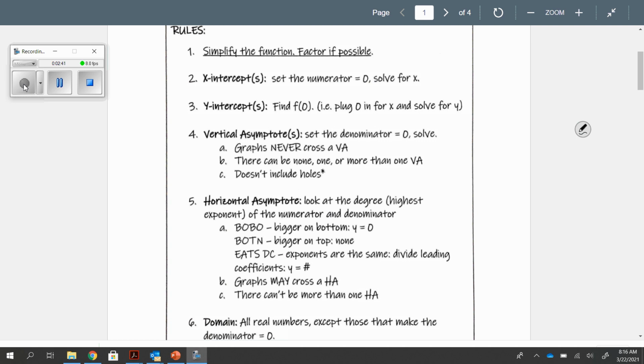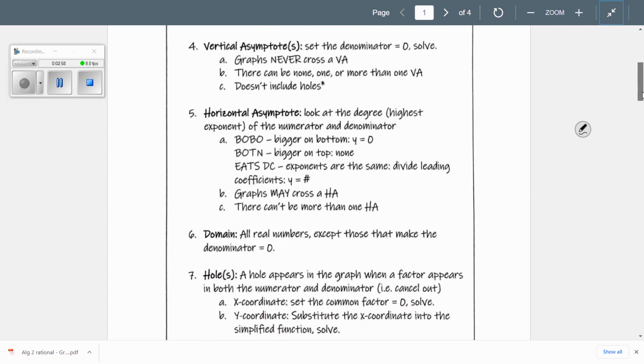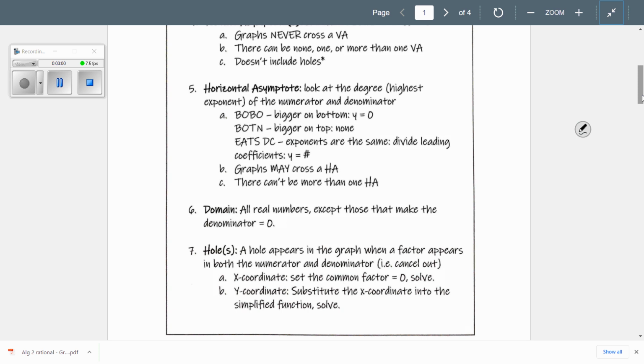It says if exponents are the same, divide leading coefficients, and whatever you get, y equals that. And that would be the horizontal asymptote. And it says graphs may cross a horizontal asymptote, and also there cannot be more than one horizontal asymptote. All right. Then it says step number 6, the domain is all real numbers except those that make the denominator equal to 0. All right. That'll make sense in a second.